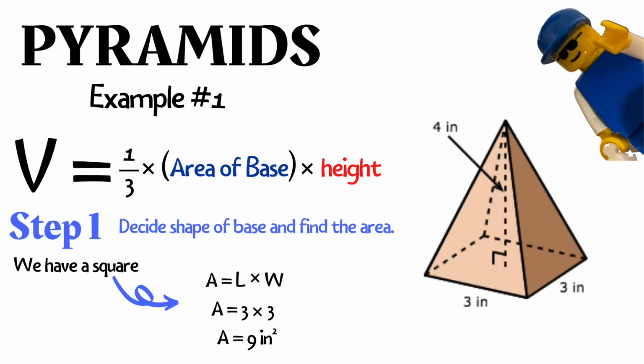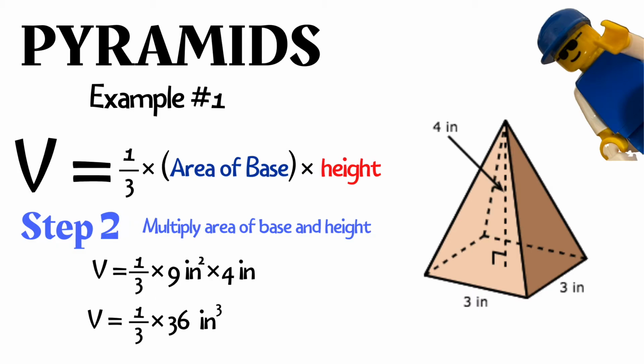Let's look at this first example. So the first thing we've got to do is decide the shape of the base and find the area. So in this one, the shape of our base is a square because I can see that it's 3 by 3. So I'm going to find the area of the square by doing 3 inches times 3 inches and get 9 inches squared.